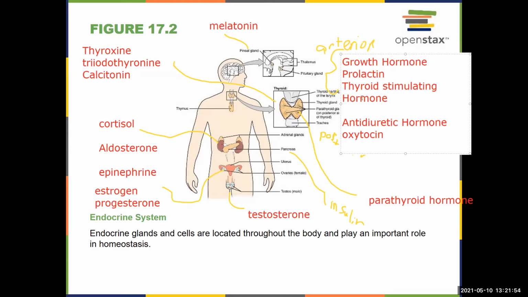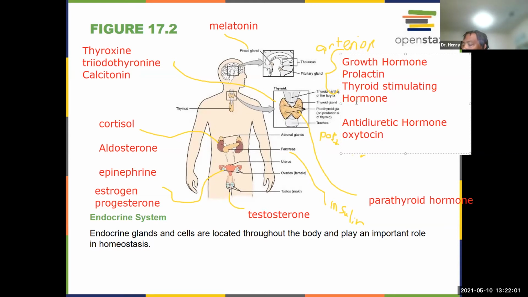The thyroid stimulating hormone stimulates the thyroid to produce hormones. So the thyroid will produce T3, which is triiodothyronine, and T4, which is thyroxine. Excuse me.